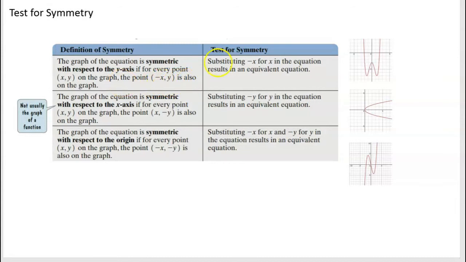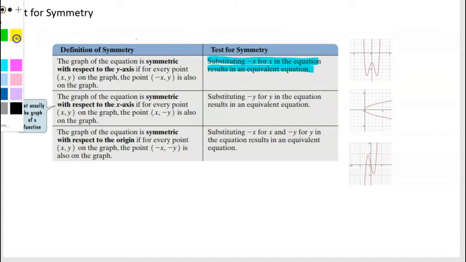Now, here's how you do it. You substitute negative x for every x in the equation, and when you simplify it, if you get the original equation back, you can say the graph has y-axis symmetry. So you plug in negative x to find out if it has y-axis symmetry.